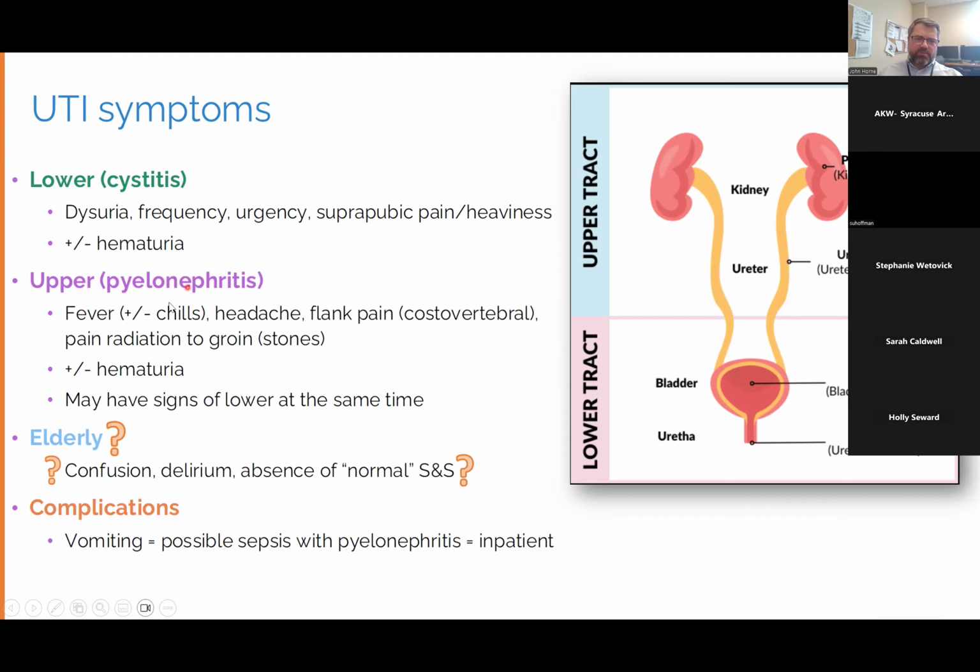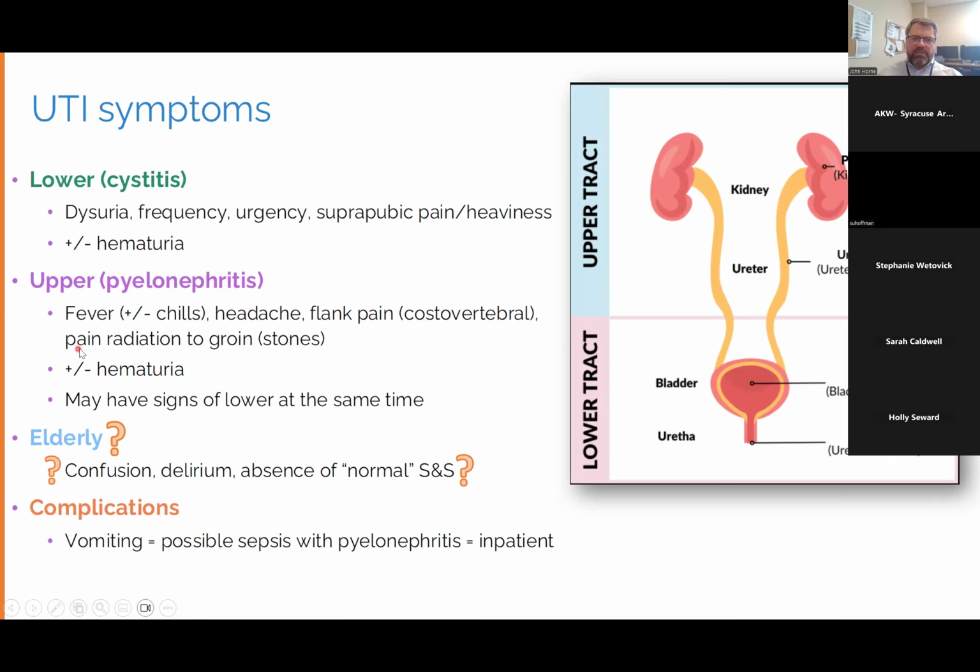And then upper: fever, chills, headache. So a UTI that's confined to the bladder shouldn't be giving people fever and chills. When you hear fever and chills, you're thinking more pyelo, or chills and fever, are they bacteremic? There's an association there with that. That's really the thing you're wondering.